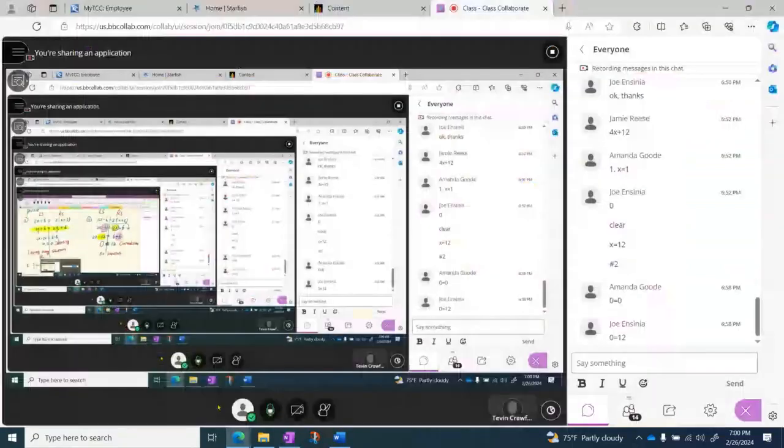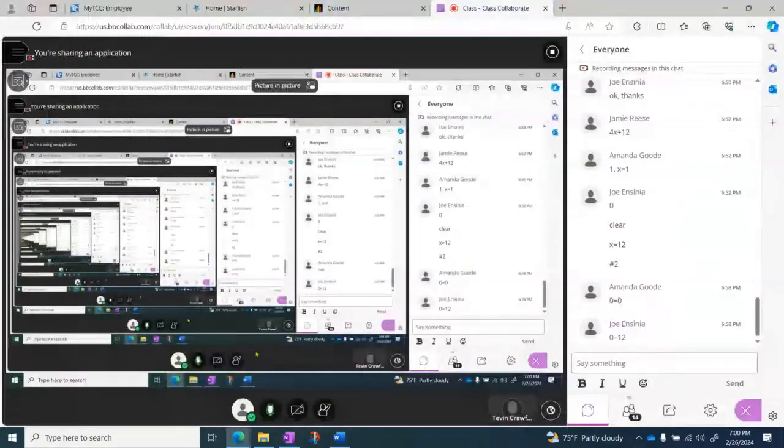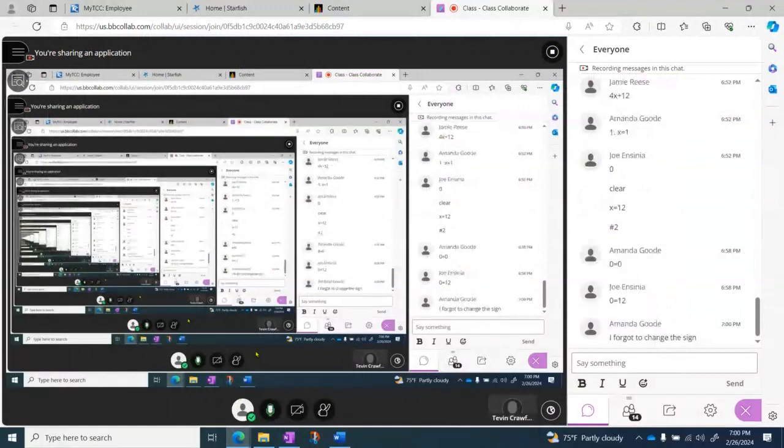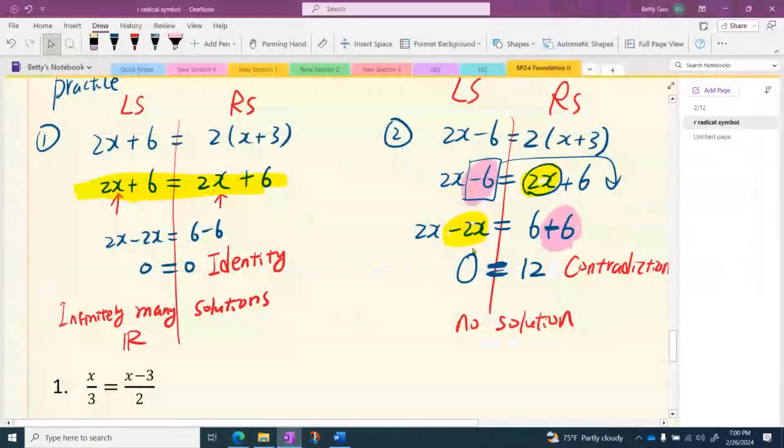Yeah, 0 equals 12, and that is a contradiction. Yeah, Amanda, 0 equals 0, that's the first question. And Joe, 0 equals 12, that's the second question. Oh, okay. Yeah, I almost forgot to change the sign. Yeah, plus 6. Change the sign is very important. Once you get used to it, it's a very useful technique.